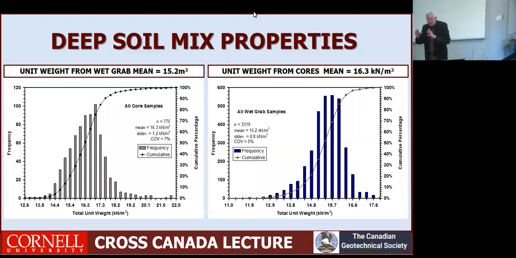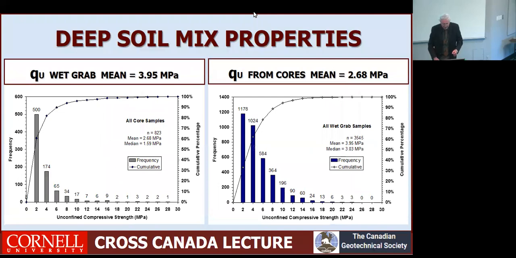If you actually core the specimens, you end up getting a much more reflective specimen that's actually showing what mix and what soil are still in place. And you could see that the mean unit weights are quite different between the two here, going from 15.2 to 16.3. Again, the cores are having a higher unit weight. They are actually gathering material that's more reflective of what's being sampled.